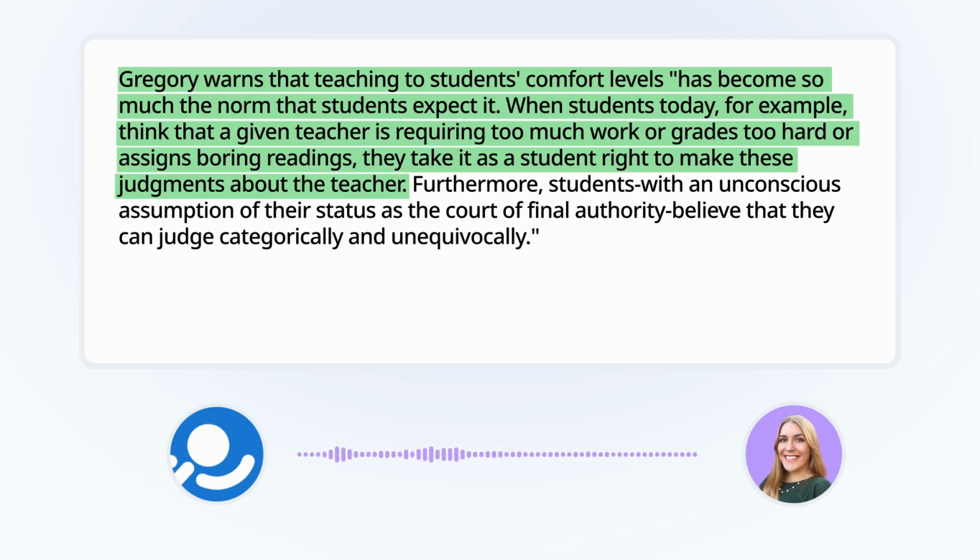And also, if they don't, judge them, right? It's basically society giving us a free pass to make judgments about the teacher. This is pretty wild to read. I hope that's not the case, but this is what Gregory is warning.